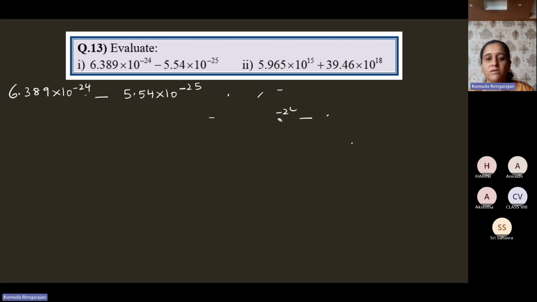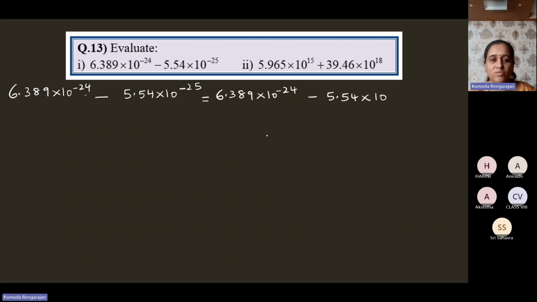Now choose the power, Sahasra. You want to change minus 24 or minus 25? Look at the powers. Okay, so here we chose minus 25. We'll also do it with minus 24. Okay, so we'll go with the power minus 25. We're going to change minus 25. So write the others as it is. 6.389 into 10 to the power minus 24 minus 5.54 into 10 to the power.